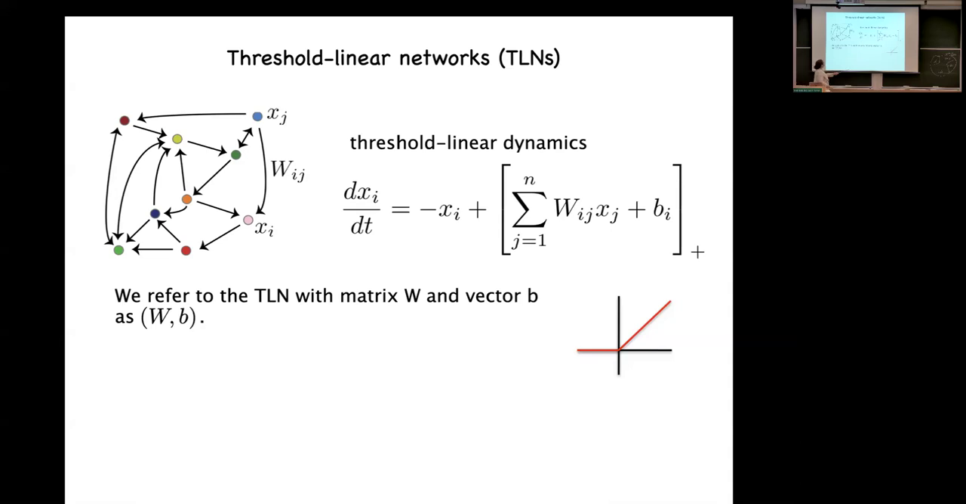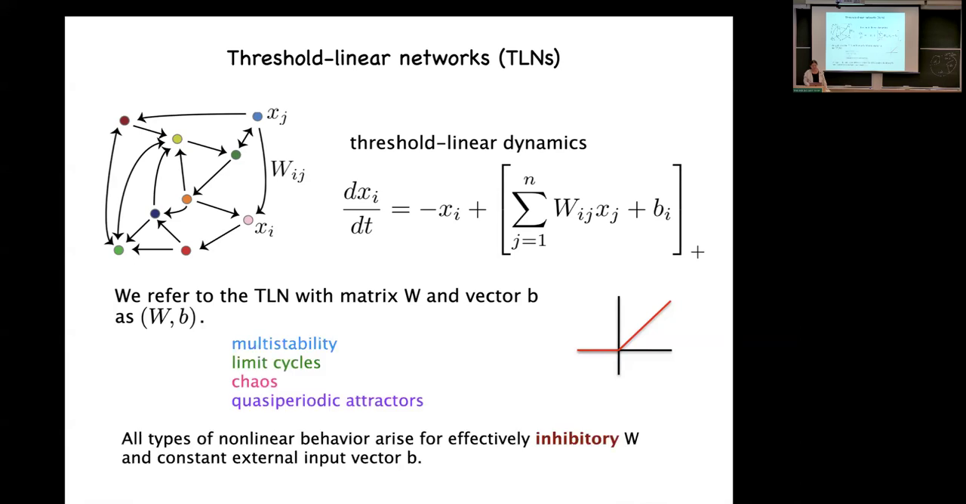We have x_i's, which are firing rates of individual neurons. This is the W and the B. W is a matrix, B is a vector of external inputs, or perhaps combined with thresholds. And then we have the threshold nonlinearity, which is also known as the ReLU in the machine learning world. So you pick a W, you pick a B, you have a threshold linear network, right? And the game is to understand the dynamics.